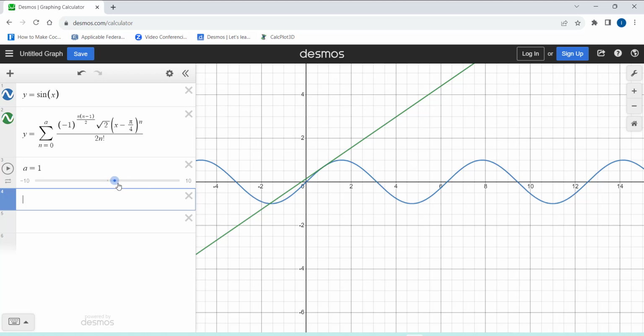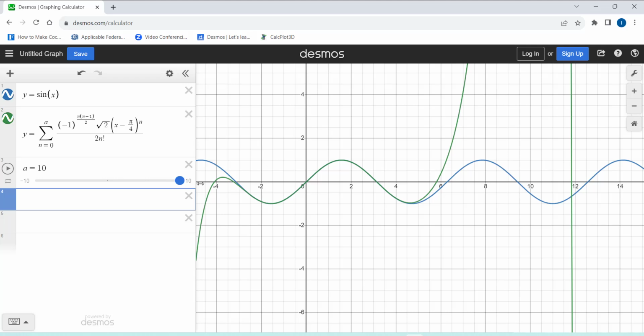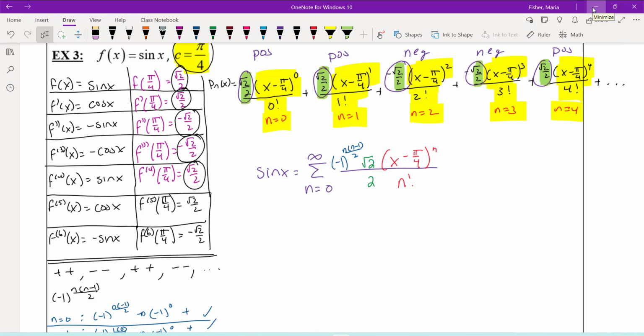And if we look at this green graph, notice as we go to infinity, let's just give it a down to 100, notice that the green graph just becomes that blue graph. So we created a power series that mimics the sine of x centered at pi over 4. Now, note, this is the formula, this blue one right here. This is the formula that you use if you're alternating from positive, positive, negative, negative, positive, positive.